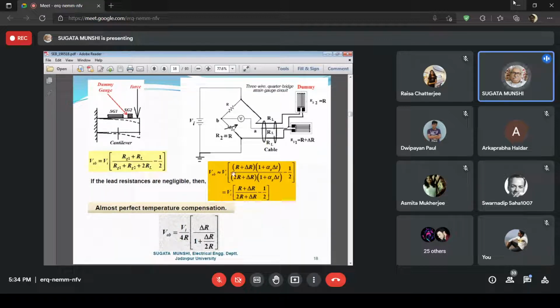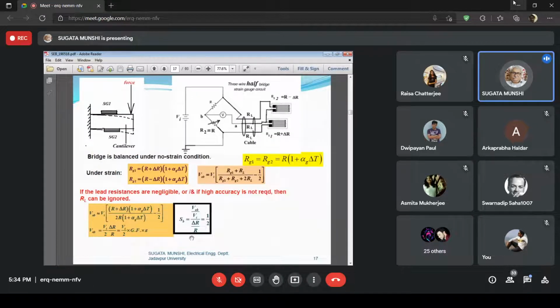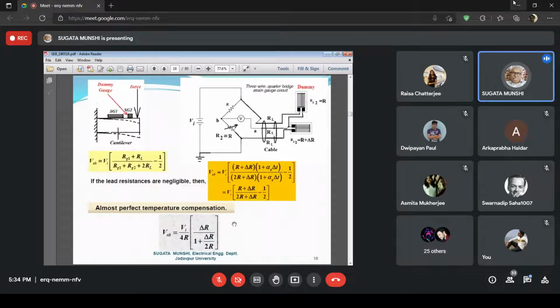So here what will happen again, if you ignore the lead resistances, there will be perfect temperature compensation, but the increase in sensitivity that we had in case of two active gauges, one under tension, one under compression, that increased sensitivity will not be there. And the nonlinearity also will come in.